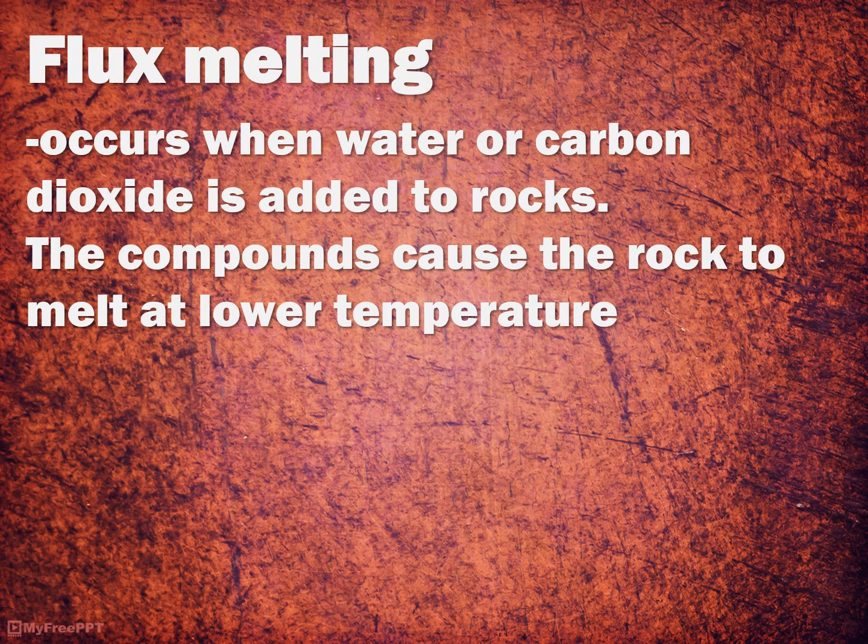And lastly, our flux melting occurs when water or carbon dioxide is added to the rocks. The compounds cause the rock to melt at a lower temperature. So when carbon dioxide and water are added to yung ating mga rocks, ay mas bumababa ang temperature nito, thus making yung pagdaan ng ating mga magma ay nagkakaroon mas madali nang matunaw or magmelt ang ating rocks because of again of carbon dioxide and water.